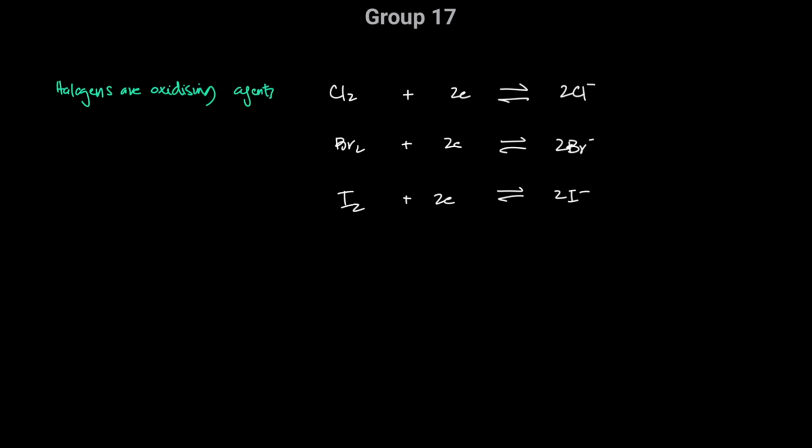The oxidizing strength of the halogens decreases as we go down the group. So for example, iodine is a weaker oxidizing agent than chlorine. The reason why is because down the group the number of shells increases, and as the number of shells increases, the nucleus is trying to attract that incoming electron.